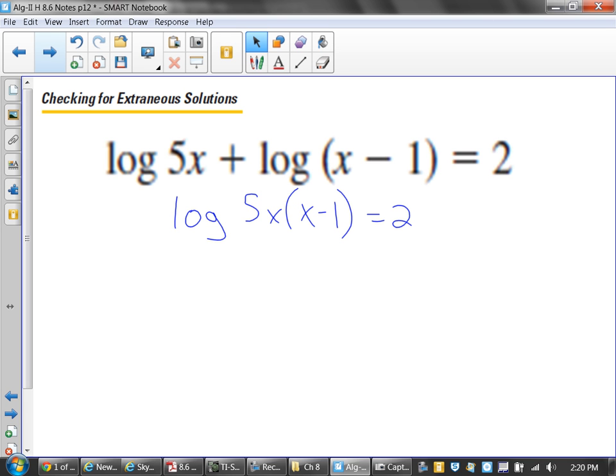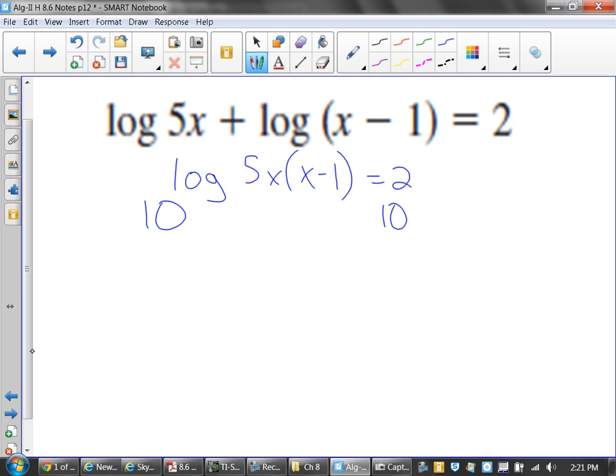From there, again, I have to exponentiate both sides. What's the base of the log? 10. Good. So basically, I'm doing this. What's 10 squared? 100. Okay. So now I have 5x squared minus 5x is 100. Move it over.